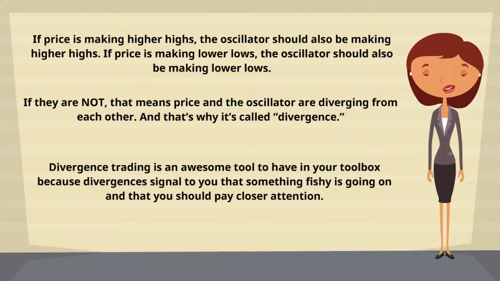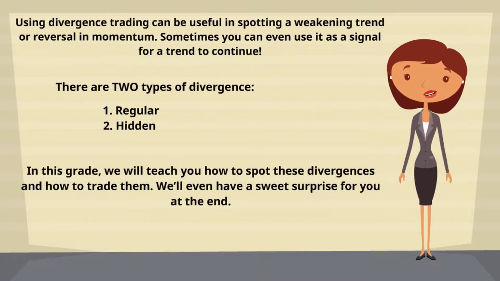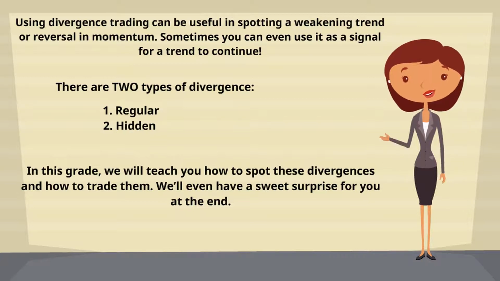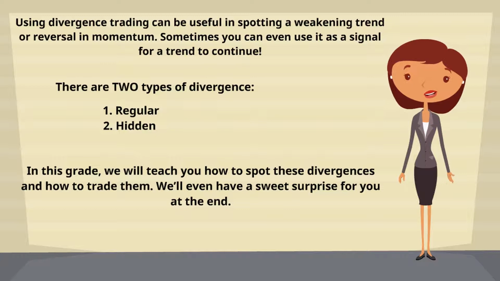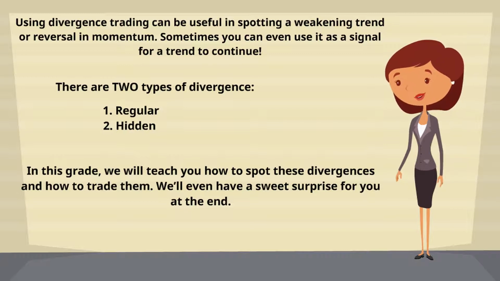Divergence trading is an awesome tool to have in your toolbox because divergences signal to you that something fishy is going on and that you should pay closer attention. Using divergence trading can be useful in spotting a weakening trend or reversal in momentum. Sometimes you can even use it as a signal for a trend to continue. There are 2 types of divergence. First is regular. Second is hidden. In this grade, we will teach you how to spot these divergences and how to trade them. We'll even have a sweet surprise for you at the end.